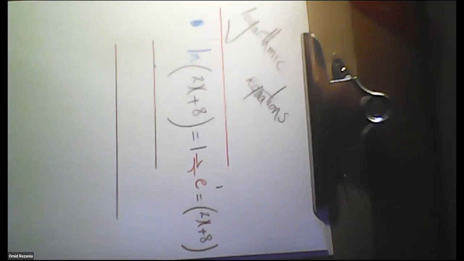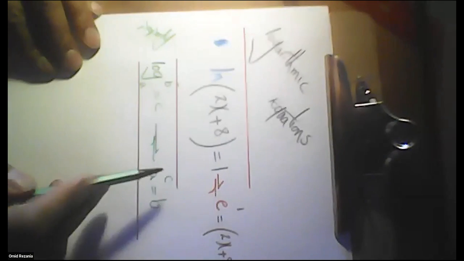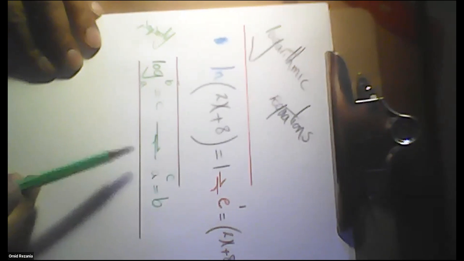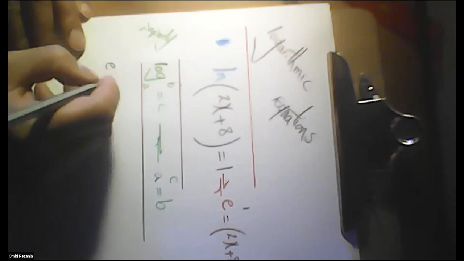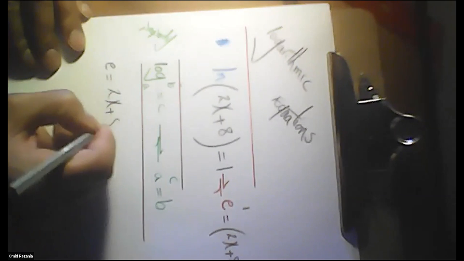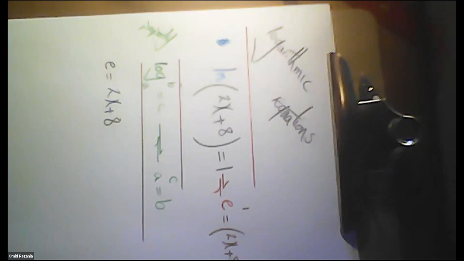I'm going to write this one in case you have forgotten that principle. We said that log base A of B equals C can be represented as A to the power C equals B. I use this property as a definition in order to solve the equation above. Is it clear for everyone? Here, it's essentially using this property. Then as a result, what do I have? I have e equals 2x plus 8. And the purpose of this logarithmic equation was asking me, how much is x?